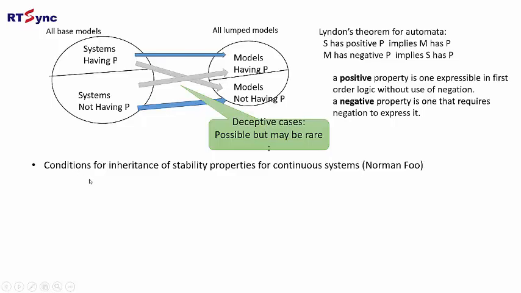So, a little history. Conditions for inheritance of stability properties for continuous systems were studied by Norman Fu. And he showed that we can have this situation where there are these cross mappings that don't preserve stability, and provided conditions under which stability would be preserved. And he noted that downward preservation of P implies upward preservation of not P. So if a property that is established for a system holds for a model, then the reverse is that a model not having that property comes from a system not having that property as well.